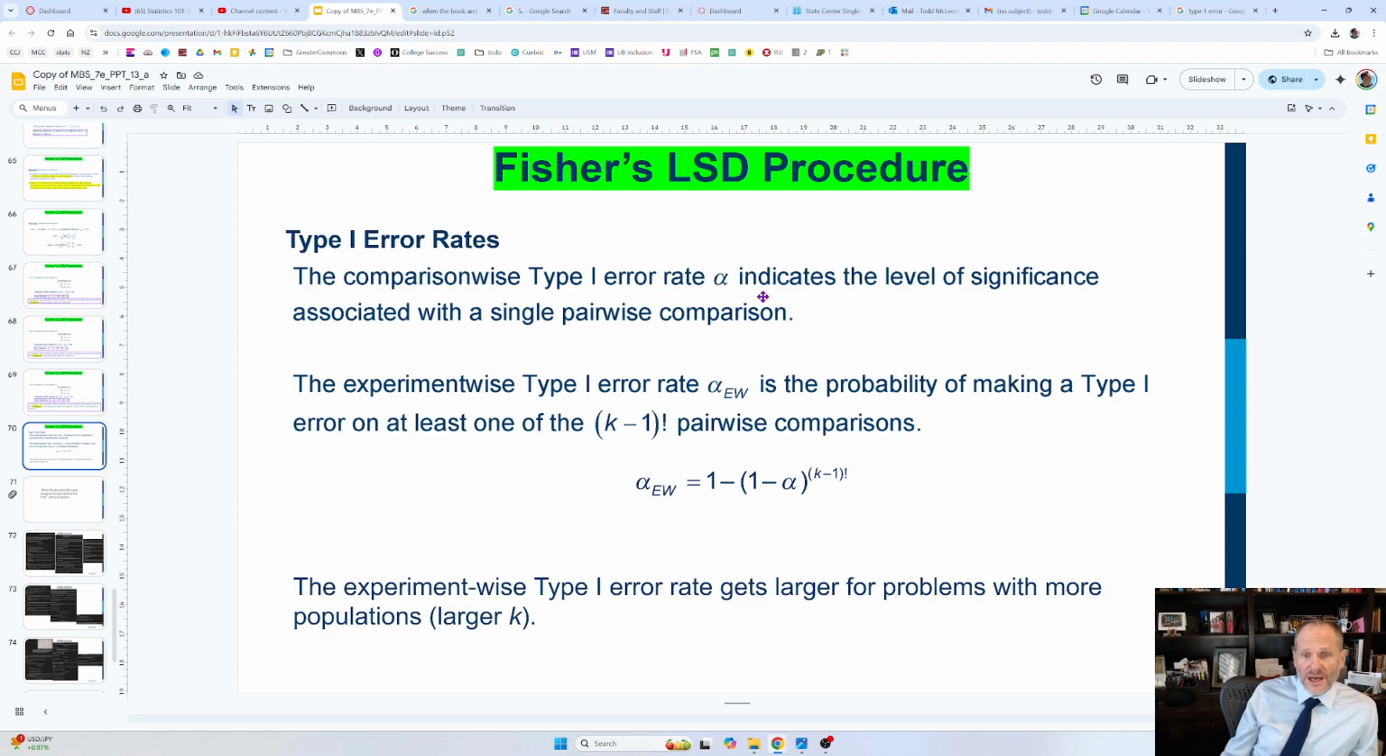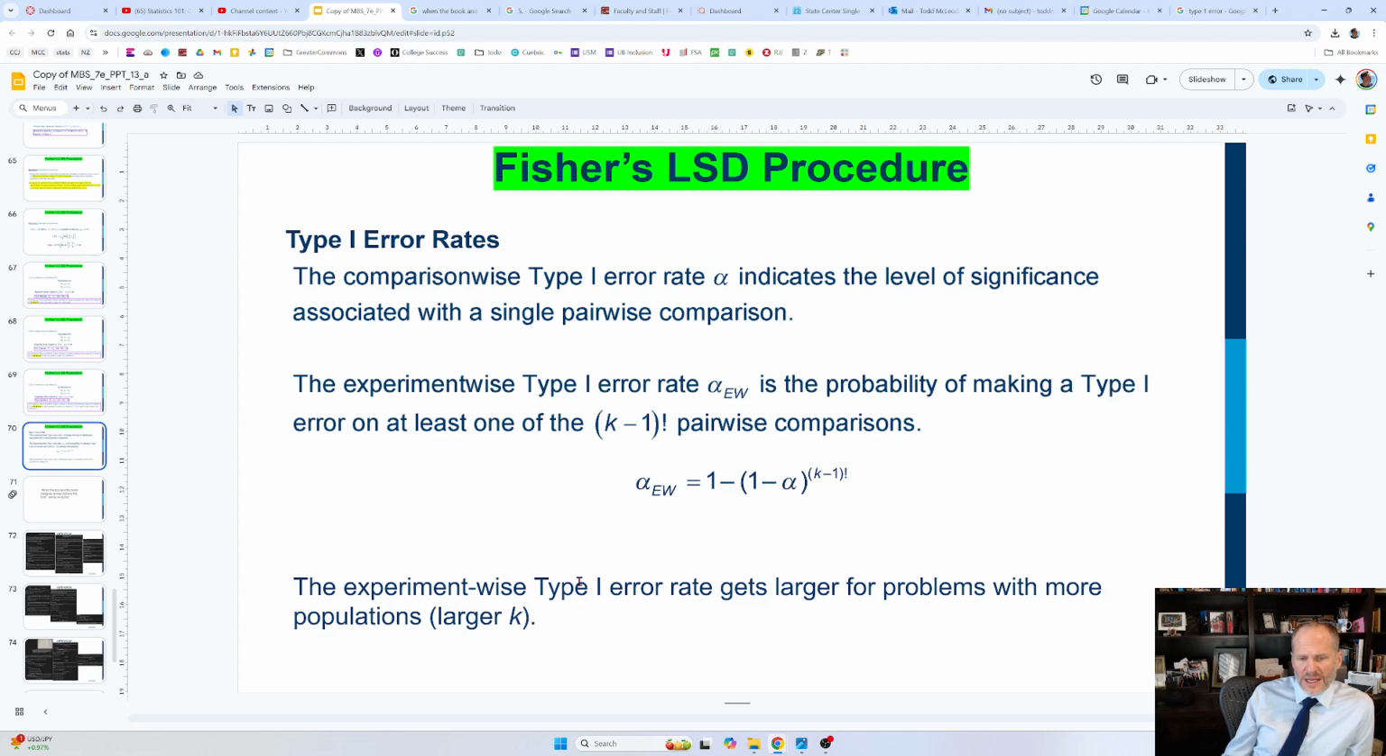So the comparison-wise type 1 error rate alpha indicates the level of significance associated with a single pairwise comparison. And so that is like our level of significance alpha, I think. The experiment-wise type 1 error rate alpha EW is the probability of making a type 1 error on at least one of the k-1 pairwise comparisons. So if we have 3 treatments, it's going to be 3 minus 1 factorial. So 2 factorial is 2 times 1, which is 2, right? So it's the probability of making a type 1 error on at least one of the 2 pairwise comparisons. Interesting. And alpha EW is equal to 1 minus alpha to this power.